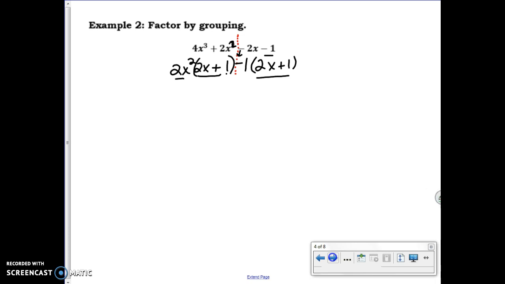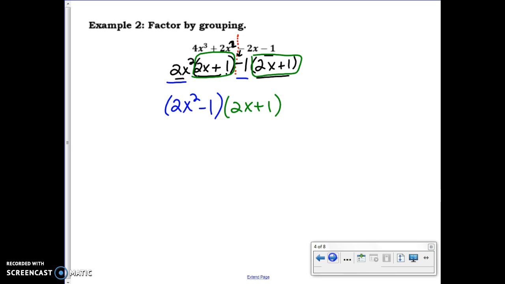The last step is I see that this is the common binomial in this factor by grouping problem. So I'm going to copy that down here, 2x plus 1. The last step is to write what we have left. And I see that we have left this 2x squared and this minus 1. So I'm going to write 2x squared minus 1. And we have officially completed this problem by factor by grouping.